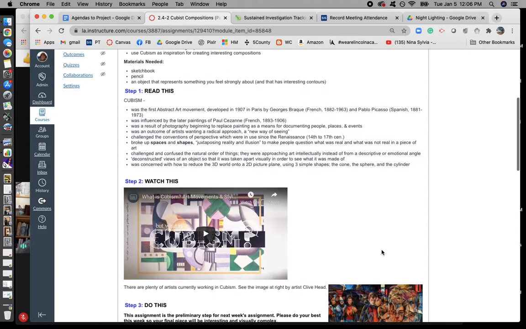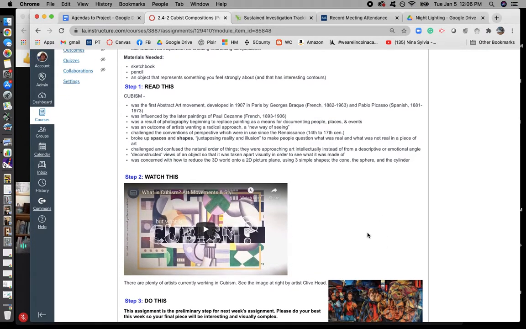So to do this week, you're going to need your sketchbook again, a pencil, and an object that represents something you feel strongly about and something that has interesting contours. A cell phone is not going to cut it for this assignment, unfortunately, because it's just too plain. It's just a flat rectangle. So find an object that is interesting from all different angles.